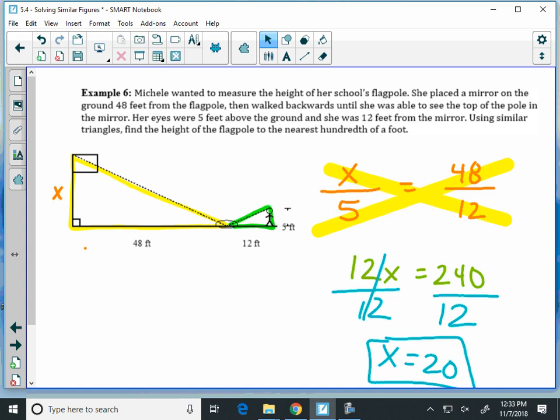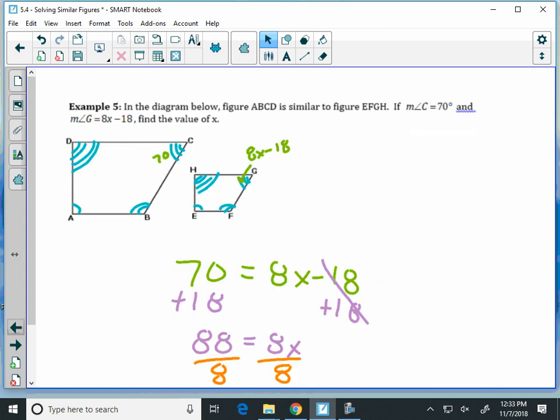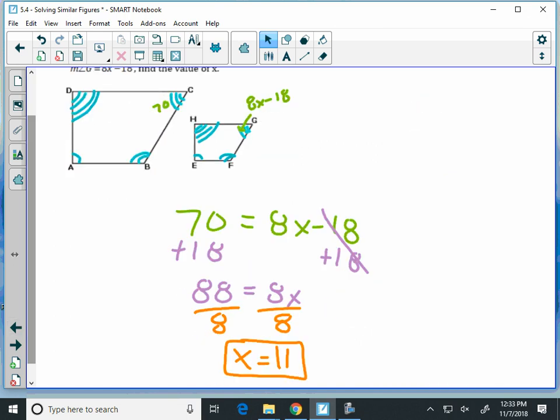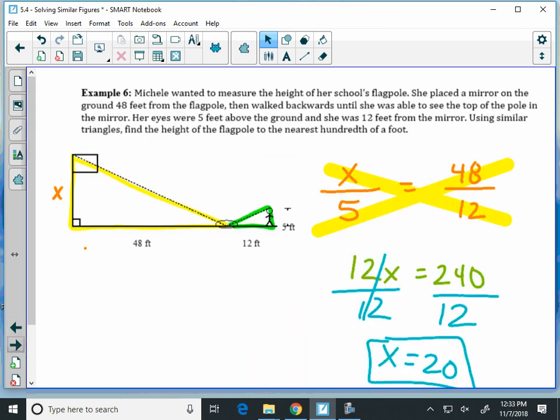Question. Yes. For example 5, what was the answer? For example 5, you should have gotten 11, I think. 11. Other questions? Yes.